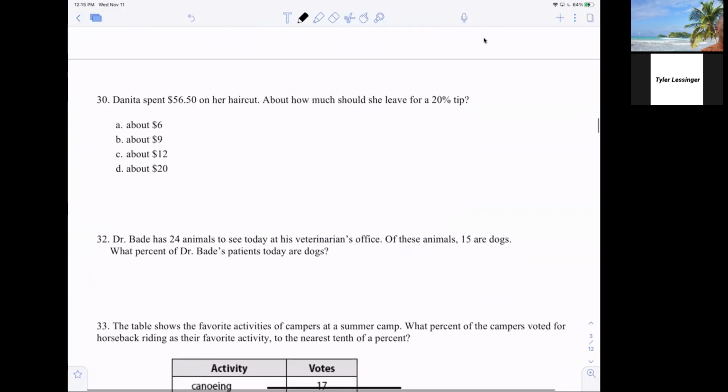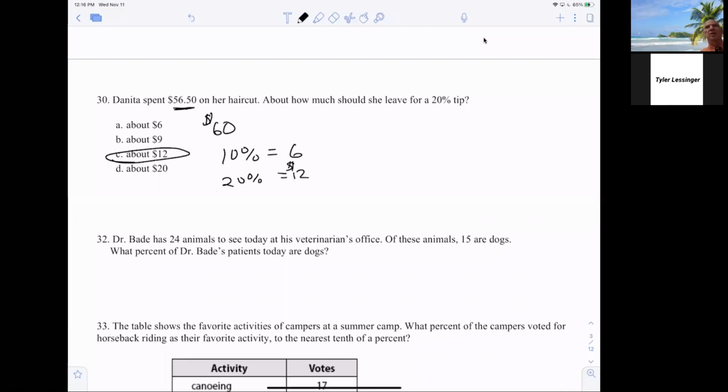Okay, so this person spent $56.50 on a haircut. She wants to leave a 20% tip. So if we're going to round 56 to what? 57, I don't like those numbers. We just round 56 to what? Yeah, I would round it to 60 because we're generous people. So now what's 20% of 60? Molly, you okay? Come on, 10% would be what? Come on, guys, it's easy. 6. So 20%, thank you, would be $12.